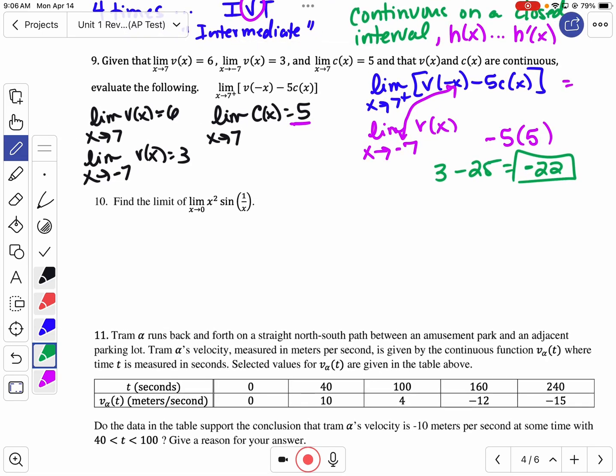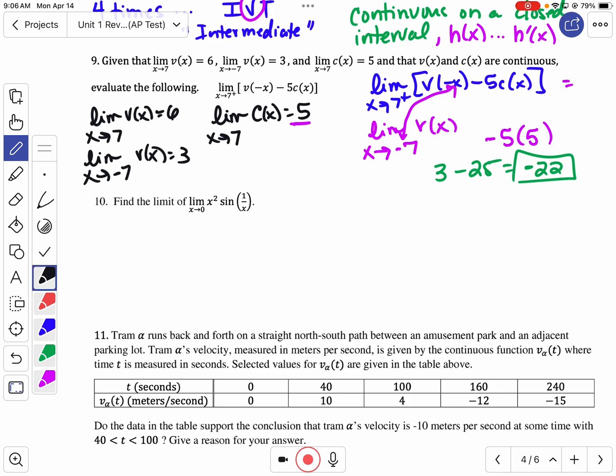All right, let's look at this next one. Find the limit as x approaches 0 of x squared sine of 1 over x. If I plug zero in there, I get sine of something undefined. So we can't evaluate this limit like we evaluate everything else. This is actually an example of what we call the squeeze theorem. Do you remember when we talked about that? It's been a hot minute.